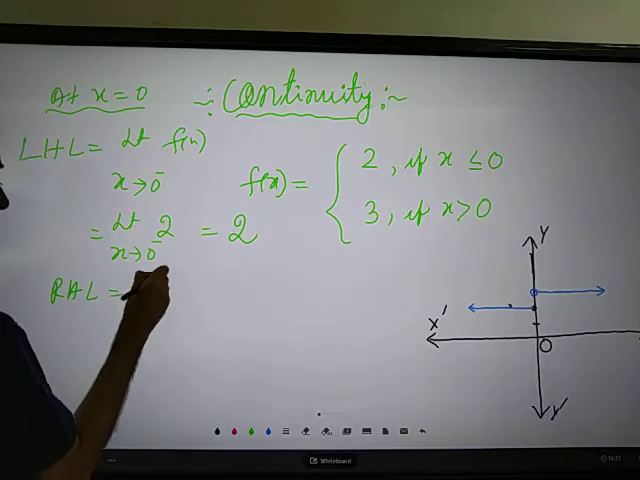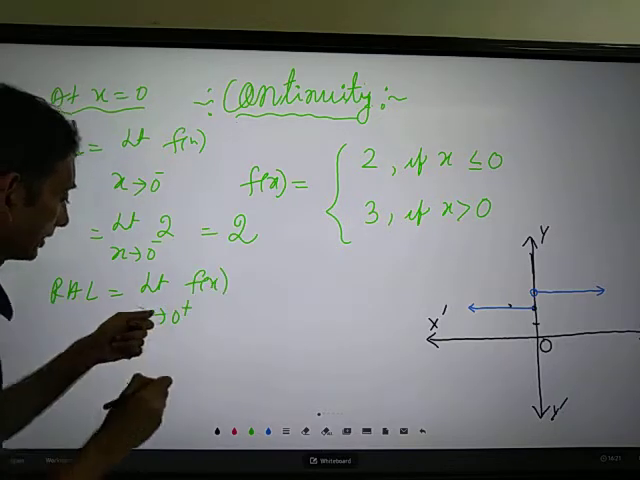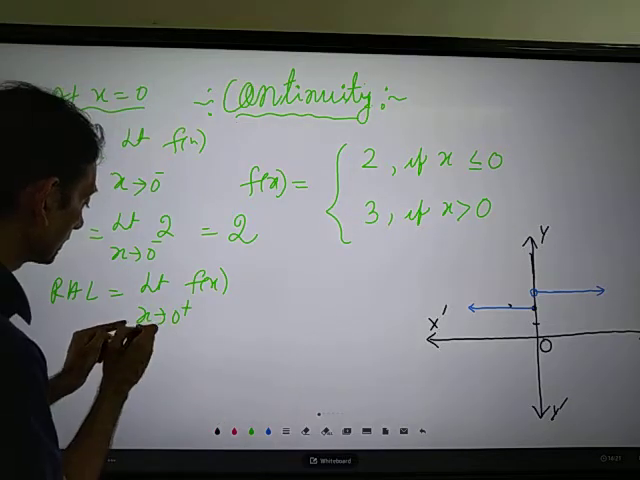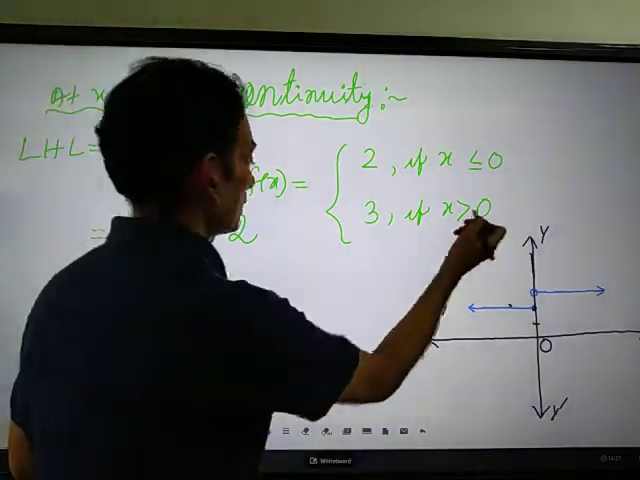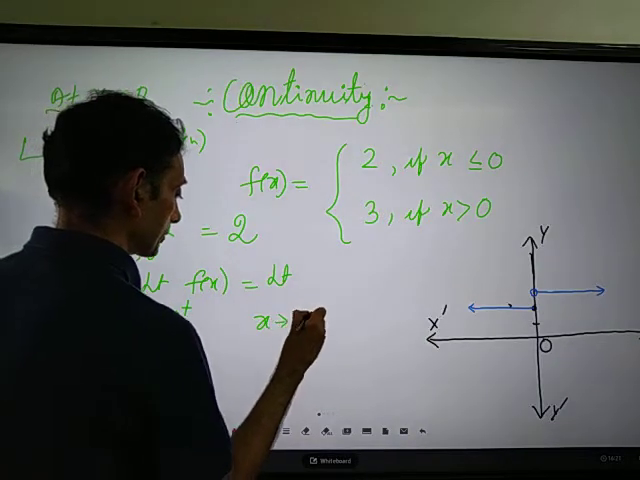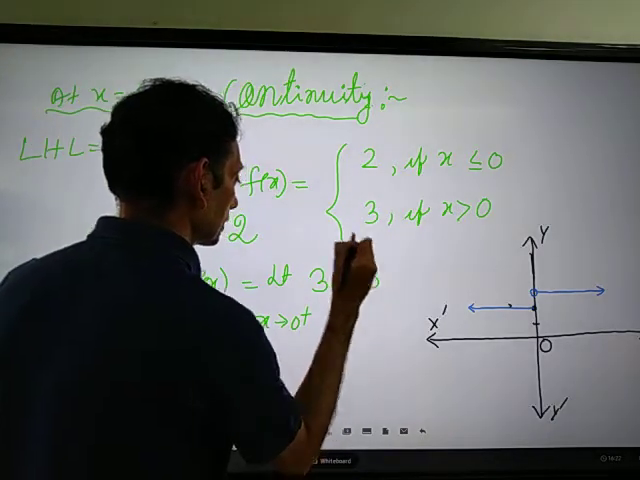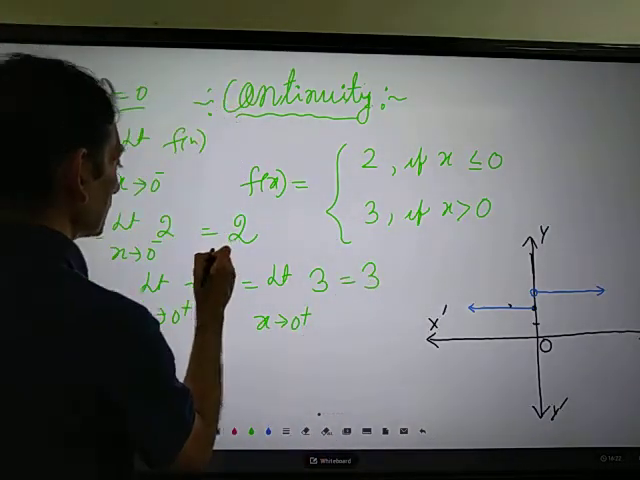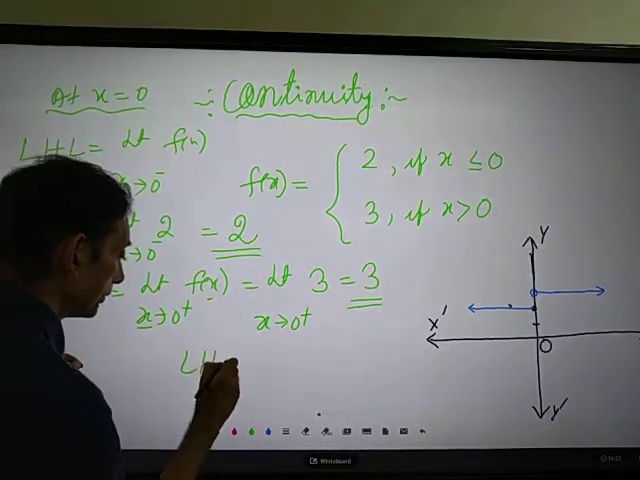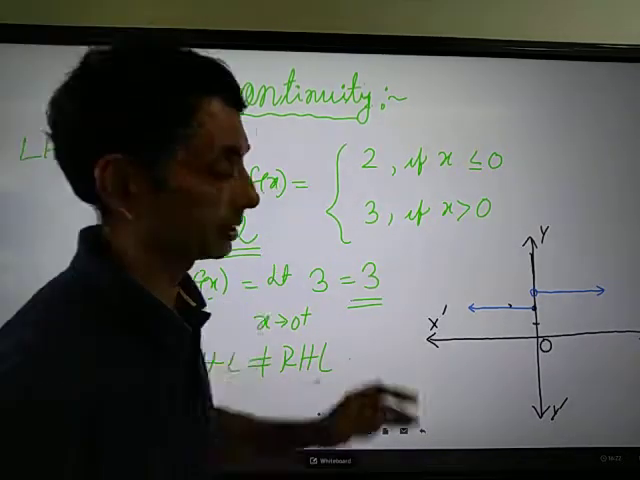Let's calculate the right hand limit. Limit as x tends to 0 plus of f(x). So x tends to 0 plus means that you are approaching 0 from the right hand side. That means here the value of x will be greater than 0, so f(x) can be replaced by 3. So this is equal to 3. So what we have seen is that the left hand limit is equal to 2 and the right hand limit is equal to 3.